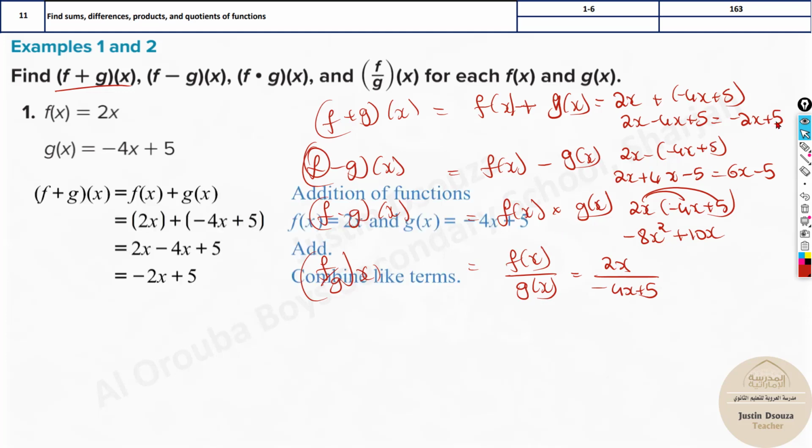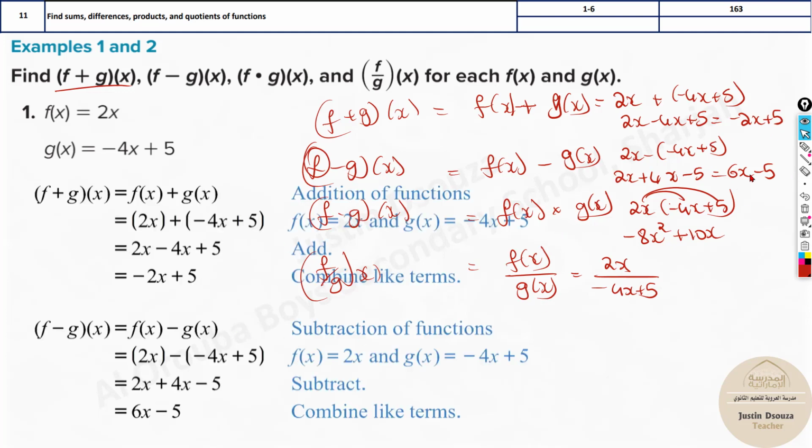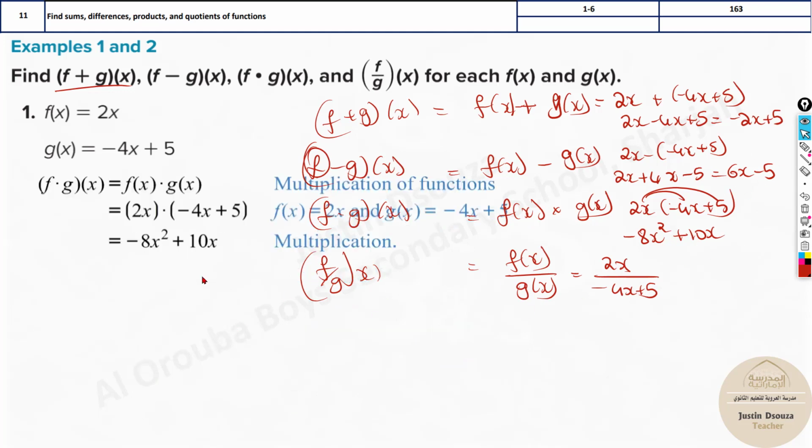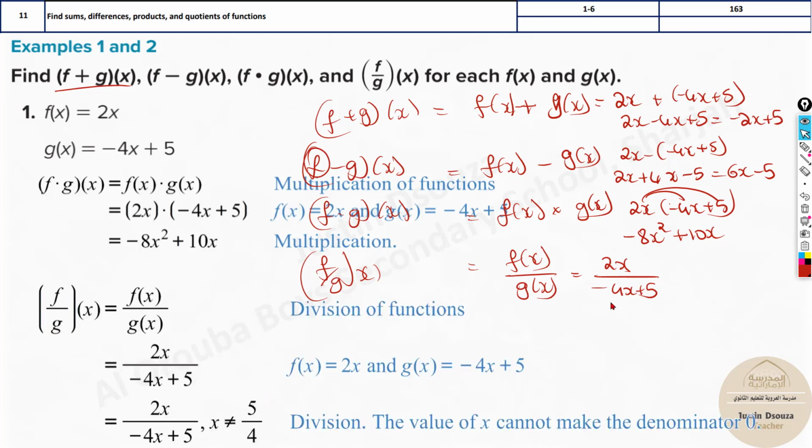Let's just check the answers. It's minus 2x plus 5, the first one. Yes, and then we got 6x minus 5. And for multiplication, we got minus 8x squared plus 10x. And lastly, for division, we have this. Okay, this is fine. 2x divided by minus 4x plus 5. But what is this? x cannot be equal to this number.